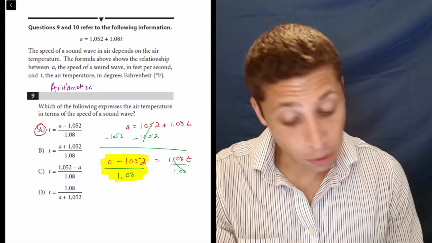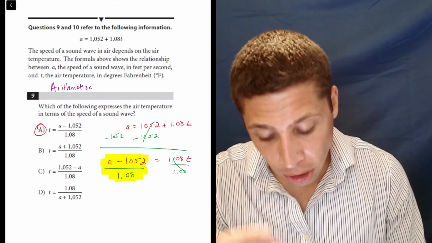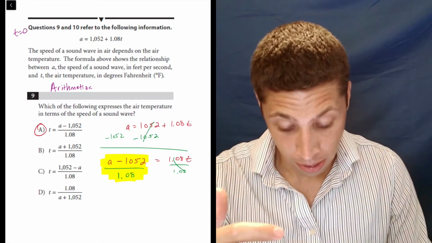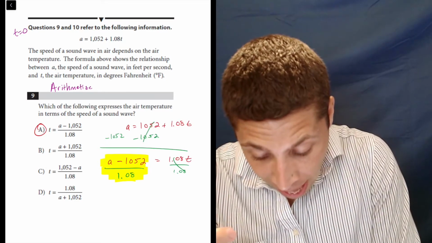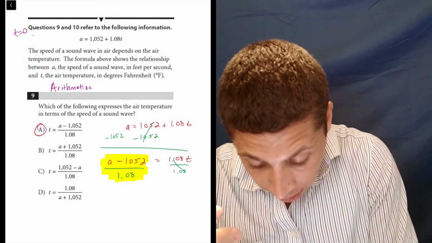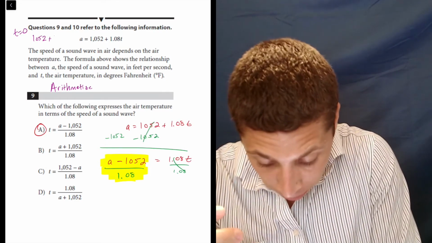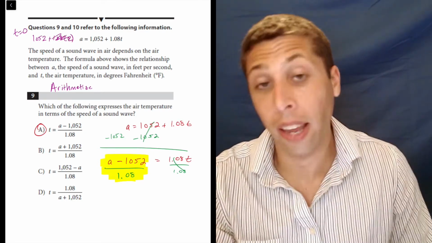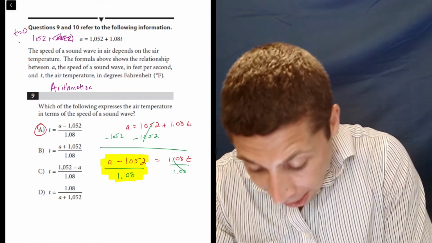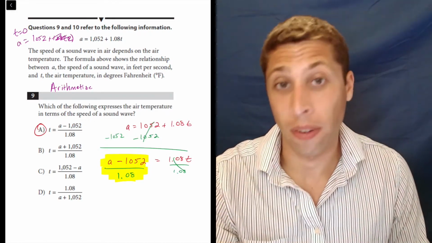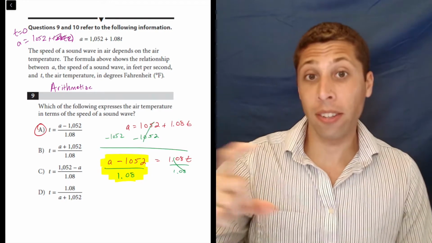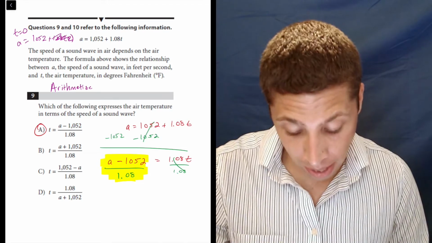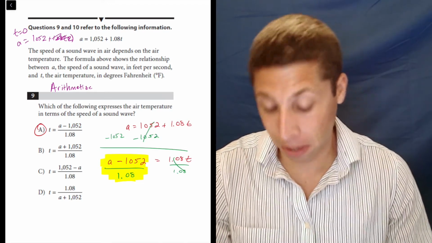So what I would do first is the simplest thing. Let's just pretend that t is equal to 0. If that were the case, then A would be 1052 plus 1.08 times 0. So 1.08 times 0 just goes away because it's 0. So A would be just 1052. And now that's a point that I could plug into all these answer choices and see which one gives me the same thing. It doesn't solve all our problems here, but it helps.